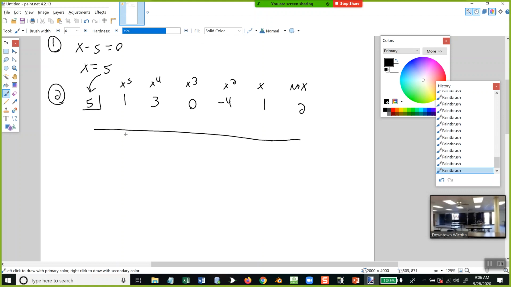Okay, so now we're going to go through and add and multiply over and over. 1 plus nothing is 1. Multiply, 5 times 1 is 5. Add, 3 plus 5 is 8. Multiply by the number in the box times the number down here. 5 times 8 is 40. Add, 0 plus 40 is 40. Multiply, 5 times 40 is 200. Add, -4 plus 200 is 196.